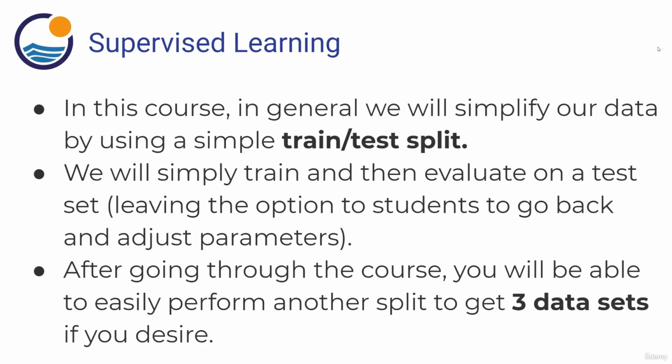And after going through this entire course, you're going to be able to easily perform another split to get three data sets if you desire. So you'll be able to easily create a training set, a test set, and a validation set if that's what you want. But just want to tell you, in this course, we'll keep things simple and just train on a training set and then evaluate on a test set. And we won't really go back and adjust hyperparameters. We'll treat that test as the final. And again, you can always go back and add in more neurons or more layers to your network. That'll be really easy to do. And we'll leave that up to you as a student to decide if you want to continue with that.